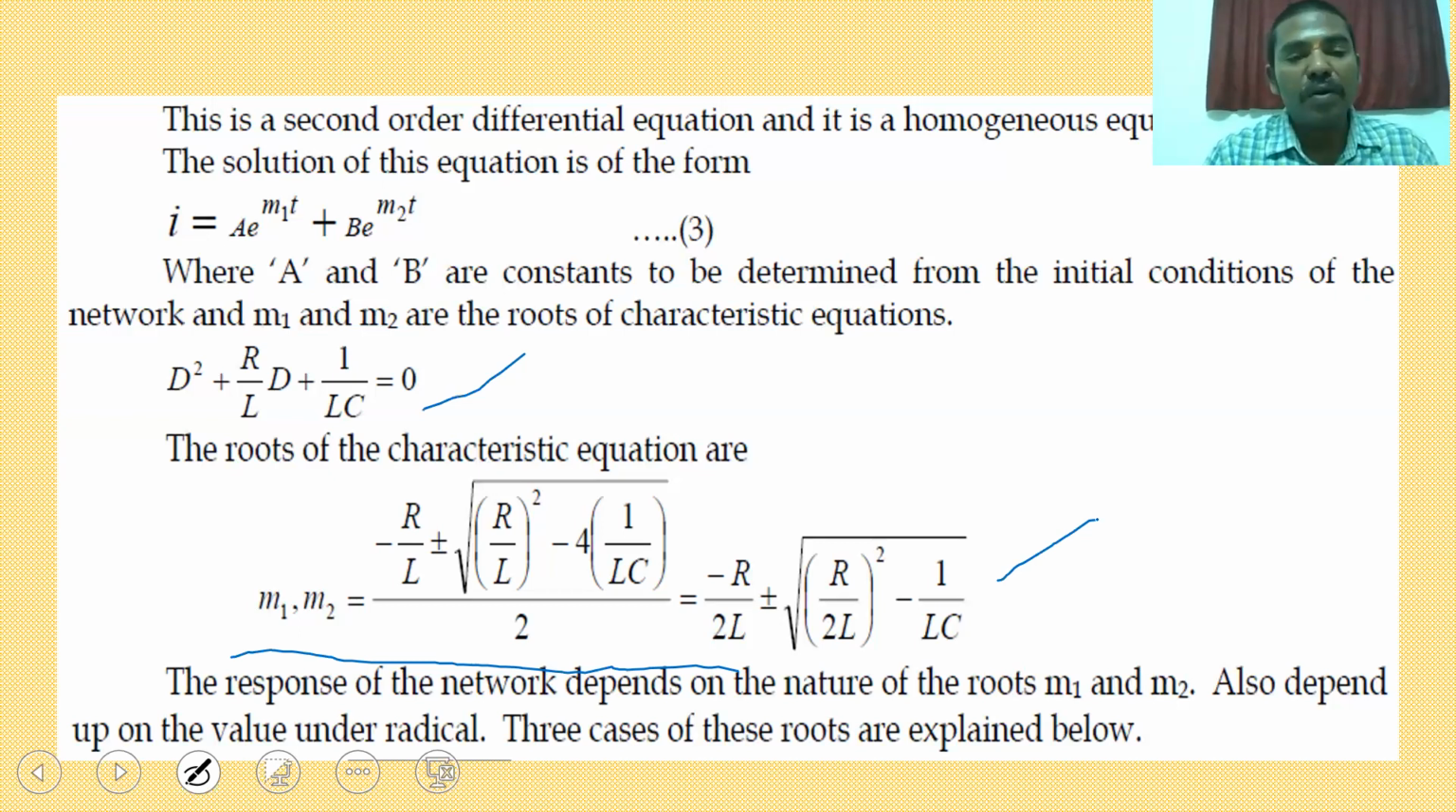Here you have to go for a good discussion with respect to the roots, because the roots may be real and non-equal, or may be complex conjugates. According to that, there are three damping conditions you can get: underdamped, critically damped, and overdamped. To understand this, under the radical (R/2L) whole square minus 1/LC, we are going for the calculation.